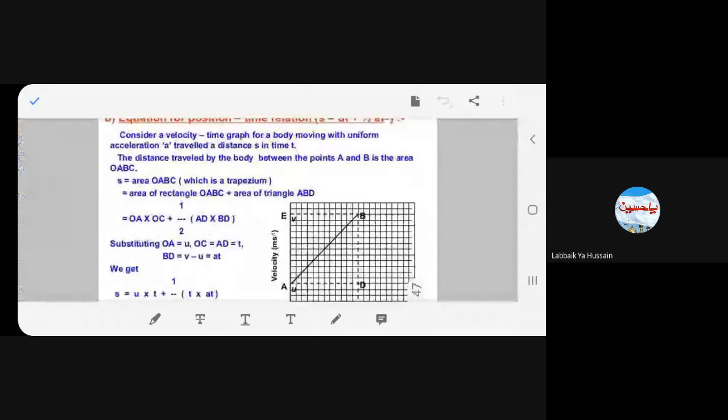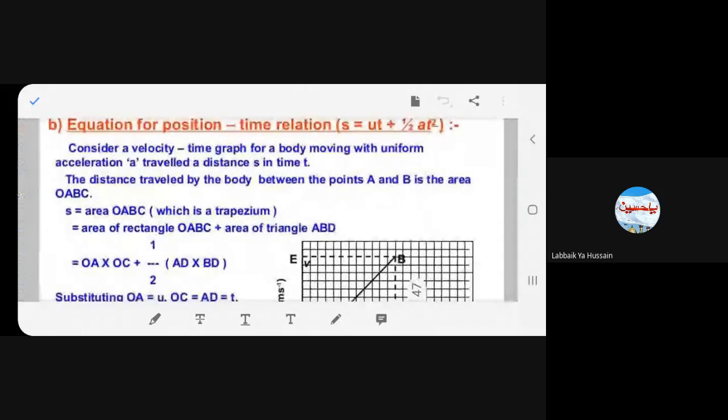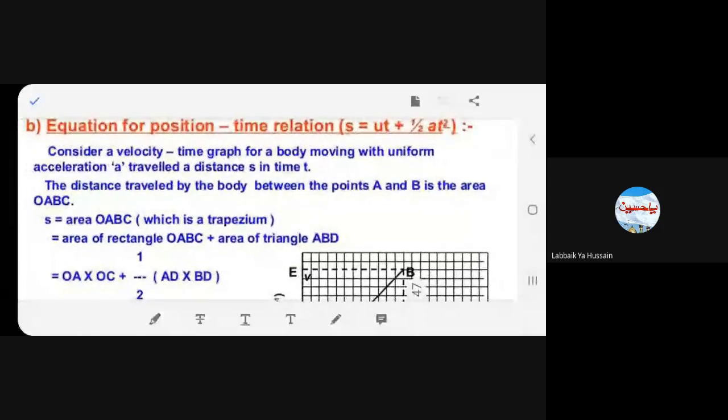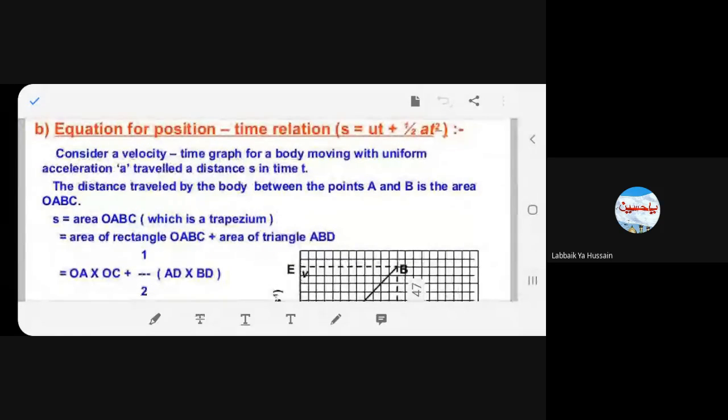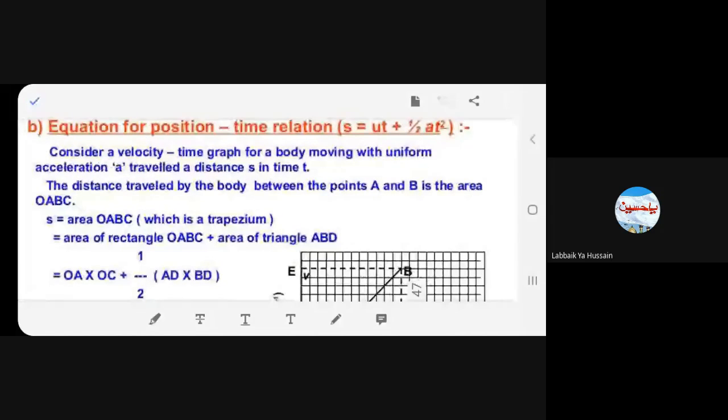And now we are going to study the position time graph. What did we do last? Velocity time graph. Now we are going to work with the position time graph. And what equation are we going to derive? Ut plus half AT square. Let's see. Similarly, we are going to derive this equation. Same way, but you have to be very tactful in how to relate it.